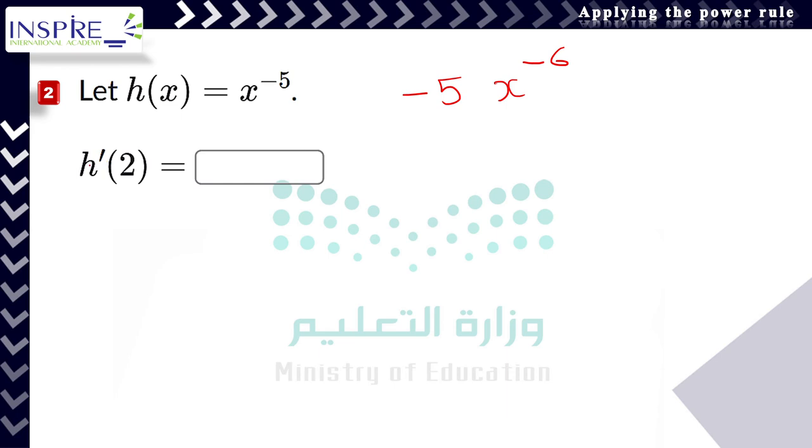But right here he needs h dash of 2, so he needs the derivative at x equal to 2. So you need to substitute with 2, so it will be negative 5 times 2 to the power negative 6. You can calculate it, it will be negative 5 over 64.